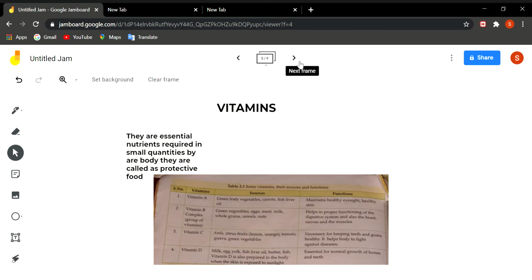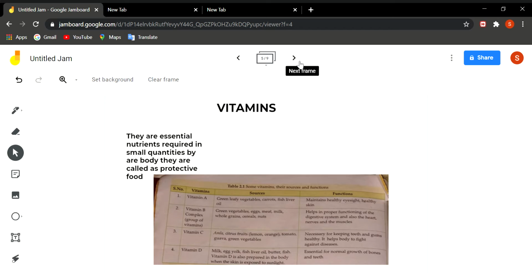Now see the chart which is given in your book. From this chart you can learn the names of the vitamins, their sources and their functions. The first vitamin is vitamin A. Vitamin A is found in green leafy vegetables, fish, liver and liver oil. The function of vitamin A is to maintain healthy eyesight and healthy skin.